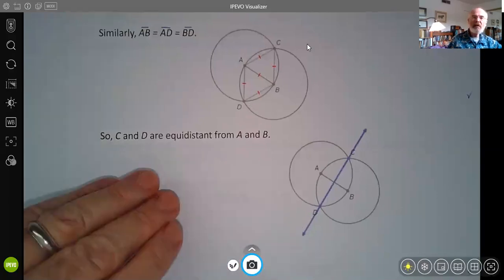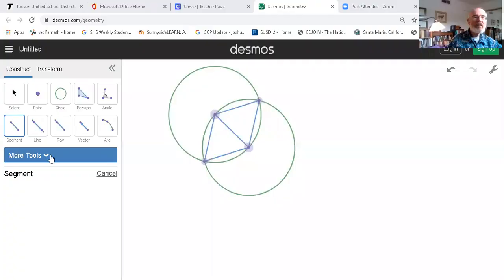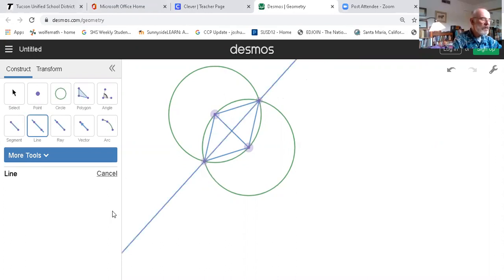So I'm going to go back and show you Desmos. And we're going to draw a line that goes through C and D, right? Okay, so where does that take us? Let's go back and look at the DocuCam again.